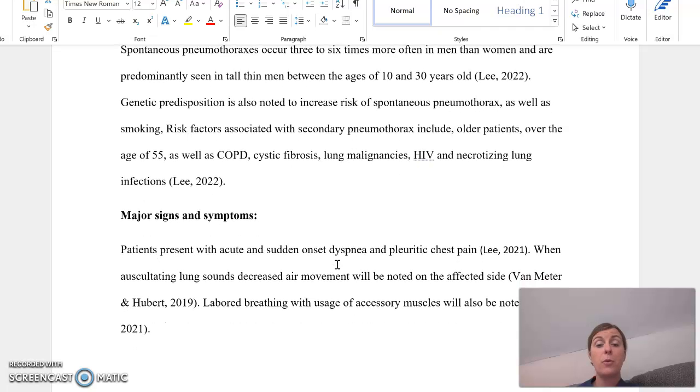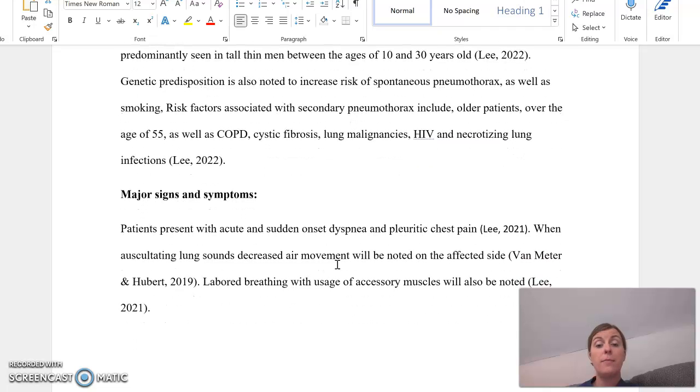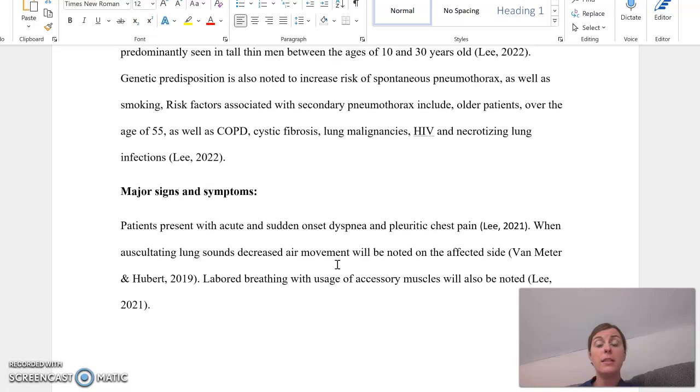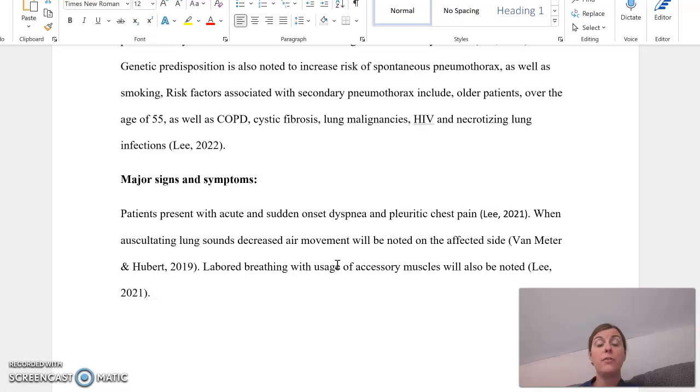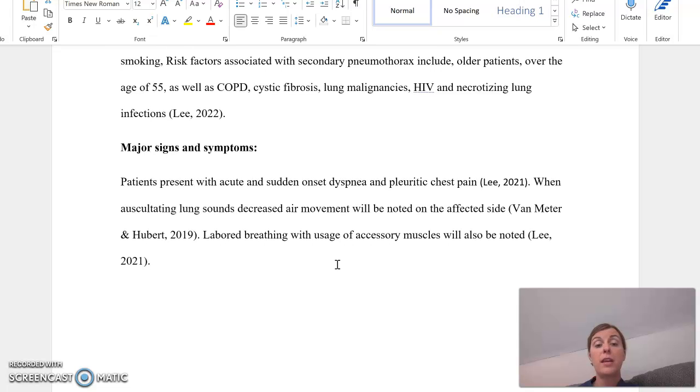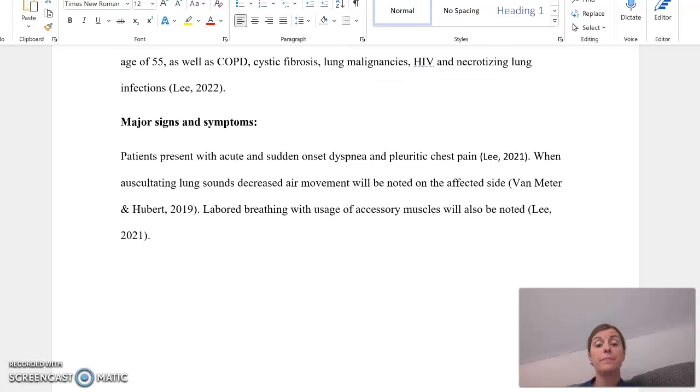For a secondary pneumothorax, like I had mentioned, these patients will have an underlying lung disease. So the patients who are at higher risk are older patients over the age of 55, as well as those suffering from COPD, cystic fibrosis, lung malignancies, HIV, and necrotizing lung infections.